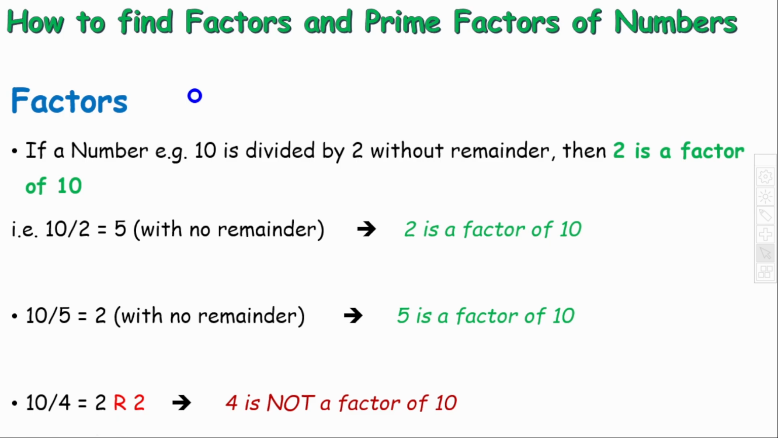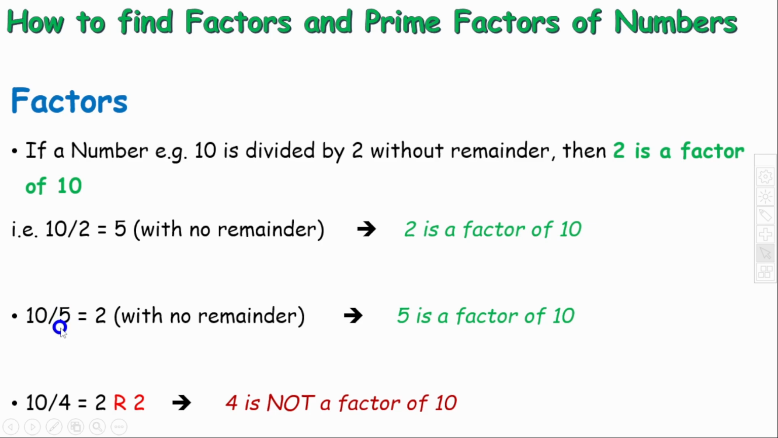Before we start, it's very important that you get what exactly a factor is. If a number, for example 10, is divided by 2 without a remainder, that is, you divide it by 2 and there is no remainder after dividing, then 2 is a factor of 10. 10 divided by 2 is 5, with no remainder, because 2 times 5 gives us 10. That means 2 is a factor of 10.